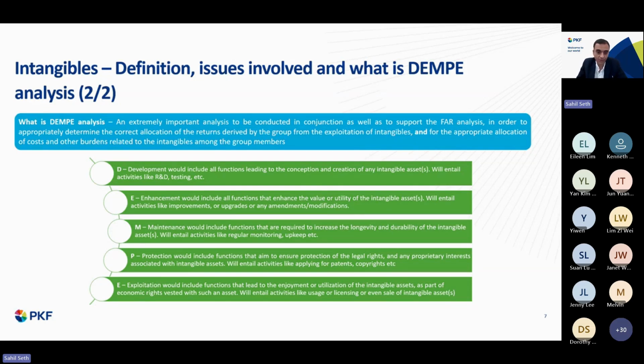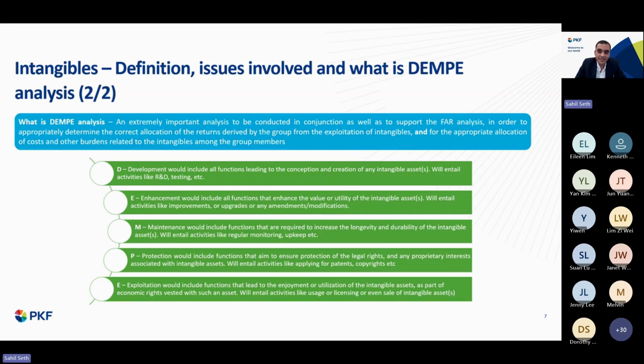So it is entitled to 100% of the returns, right? But it's not always the case. Till the time the proper DEMPE is done, we cannot say that this entity is entitled to a high return or a specific number. So that's why all these are very important for an intangible.